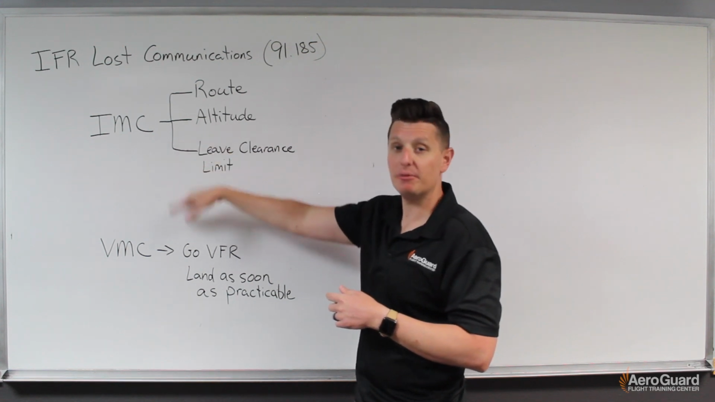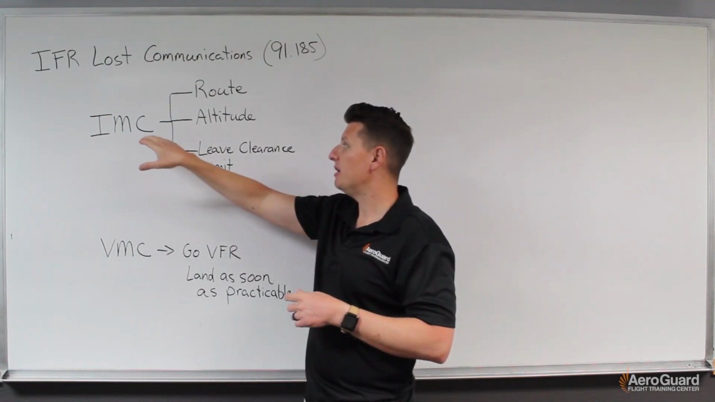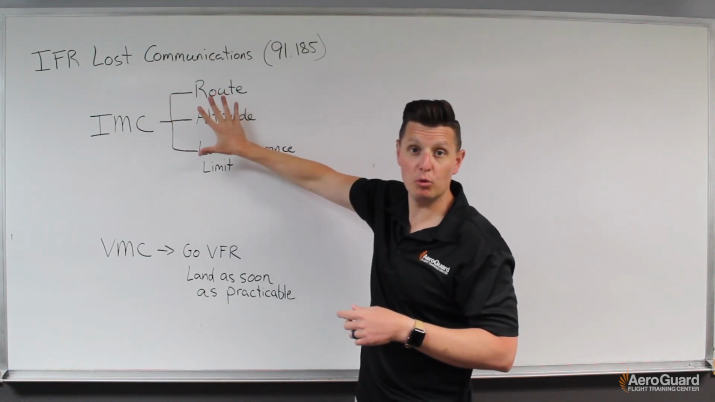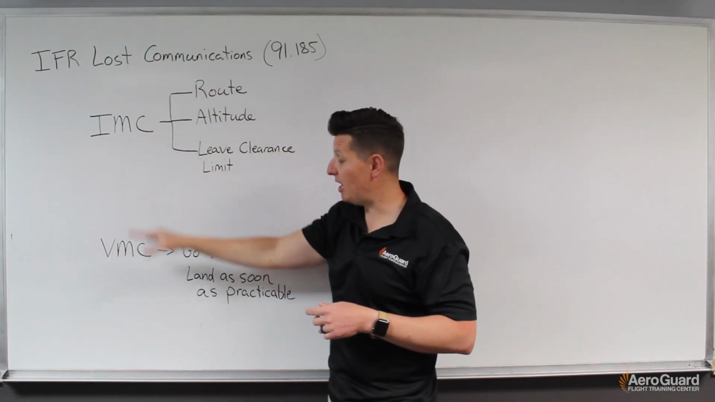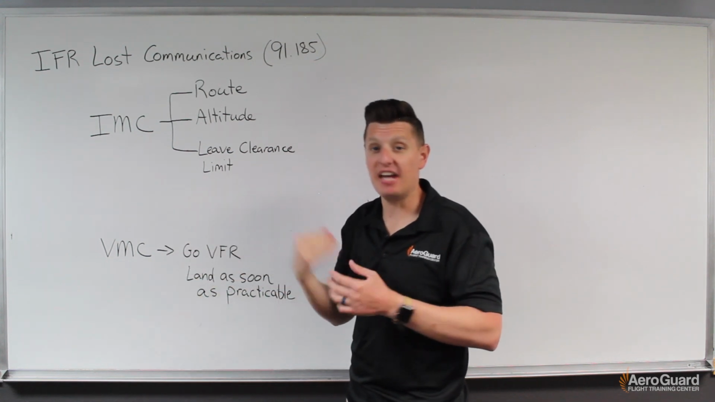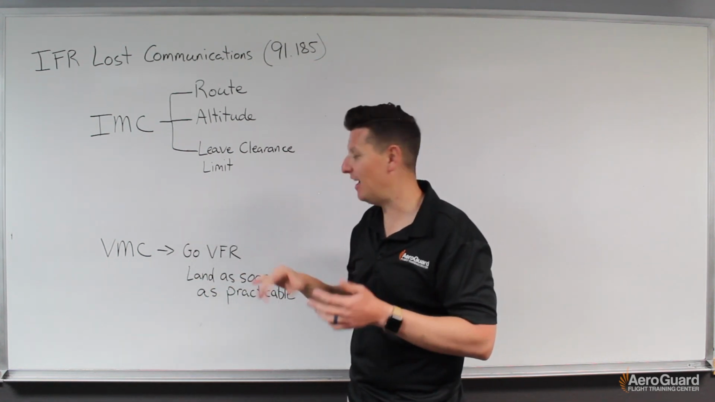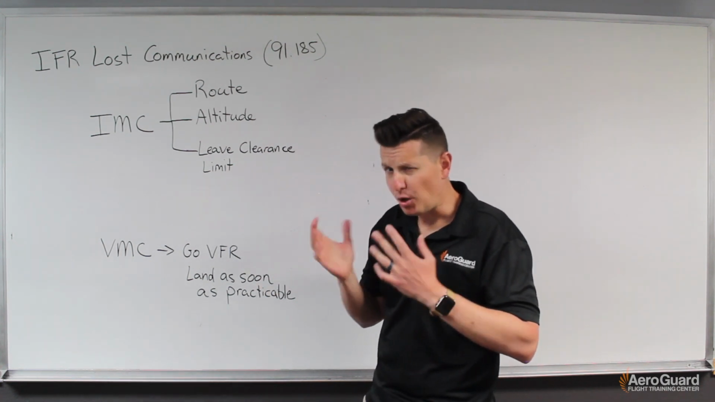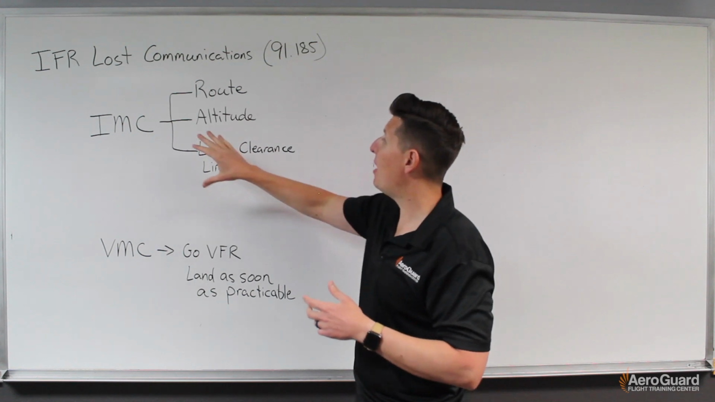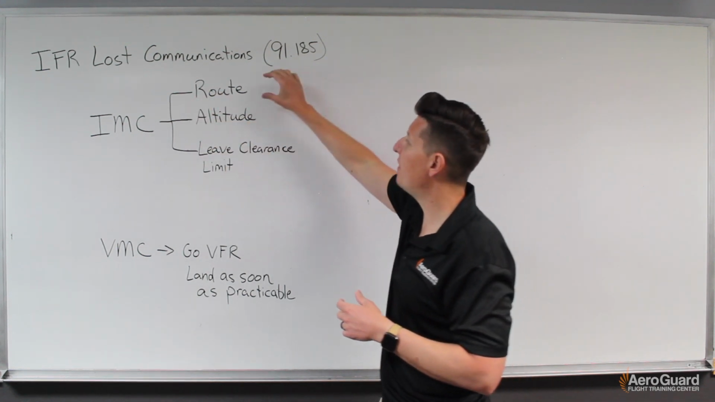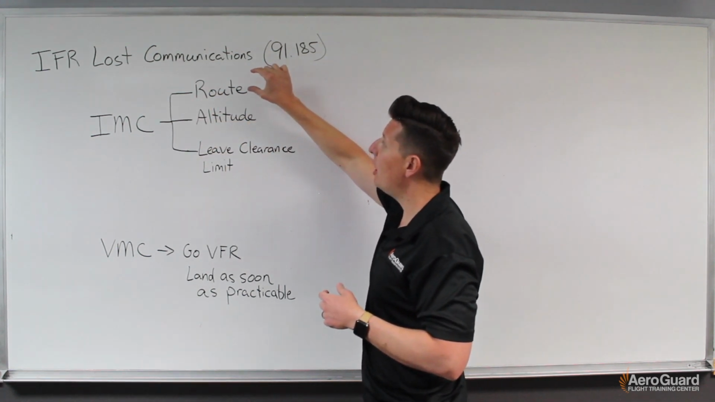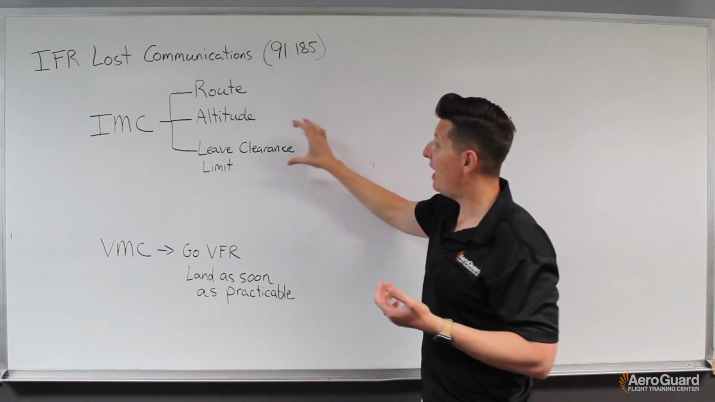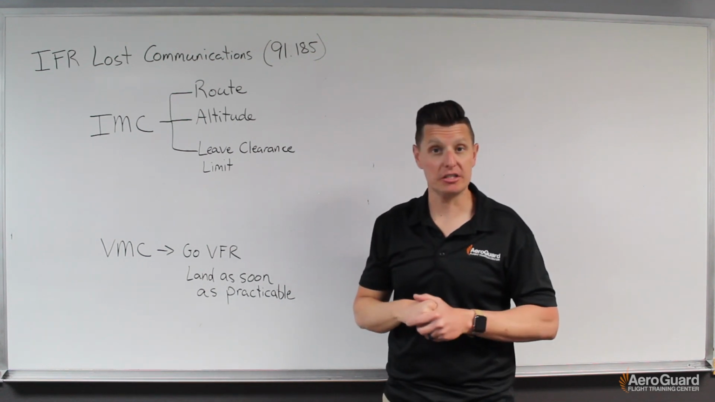I think that is important. You can keep bouncing back and forth, meaning as long as you're in instrument meteorological conditions, you'll continue to follow what the rule says. But if at any point in time you experience VMC, stay VFR, don't go back into the clouds, and land as soon as practical. Now I want to talk about how this is broken out. We're going to divide it up into three parts: how to determine the route to follow, how to determine what altitude to fly at, and when to leave your clearance limit.